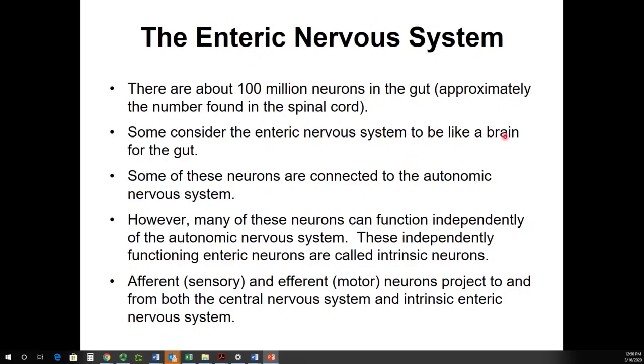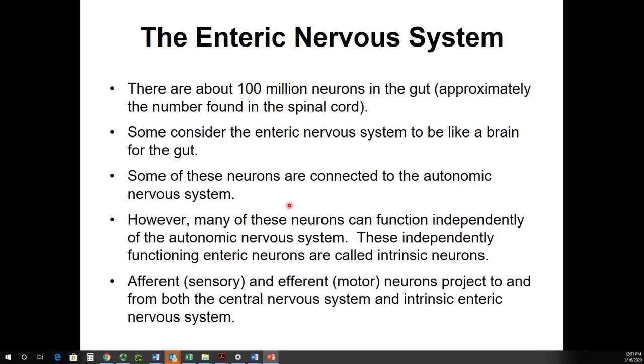So a little bit more on the enteric nervous system. That is, again, considered like a second brain. There are about 100 million neurons in the whole GI tract. They are connected to the autonomic nervous system. However, some of them function independently of it. What I mean is, if someone didn't have any innervation from the vagus nerve, from the parasympathetic nervous system, if that were cut or removed, but you still had a viable GI tract otherwise functioning, you would still have the enteric nervous system doing a lot of things.